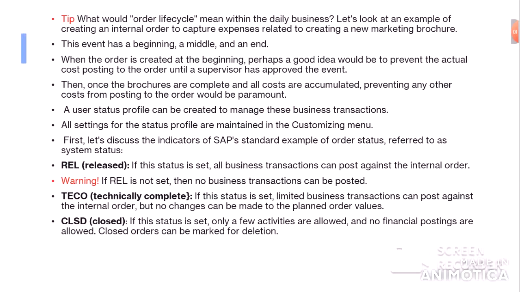All settings for the status profile are maintained in the customizing menu. First, let us discuss the indicators of SAP's standard example of order status, referred to as system status. The first status will be release. If this status is set, all business transactions can post against the internal order. So here there is a warning: if release is not set, then no business transactions can be posted.